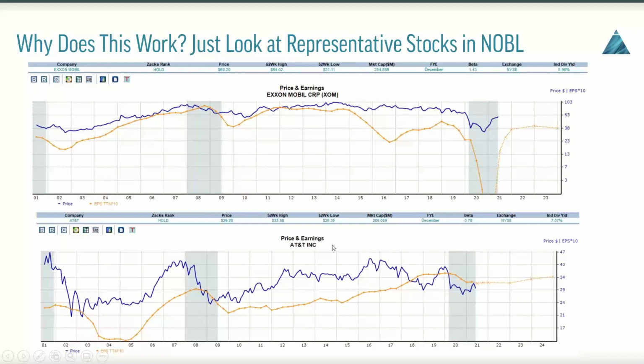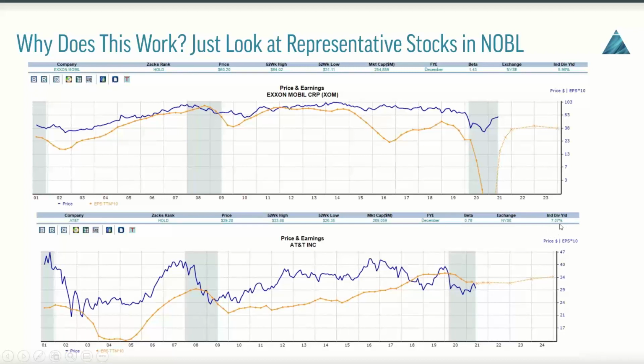I love to look at the price and earnings charts for just representative names in NOBL. Obviously, names that we would never own in core, like ExxonMobil. Everybody's raving about the returns year to date for energy. Great, they're having a great run. But this has been absolutely a disaster if you've been sitting in ExxonMobil since basically 2005. You've still lost money. The same thing with AT&T, just a huge disappointment.